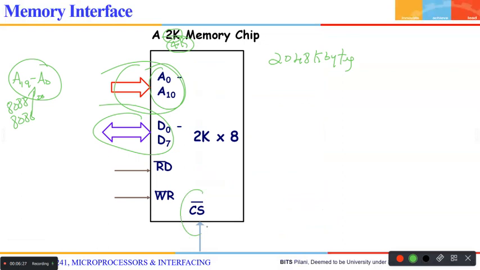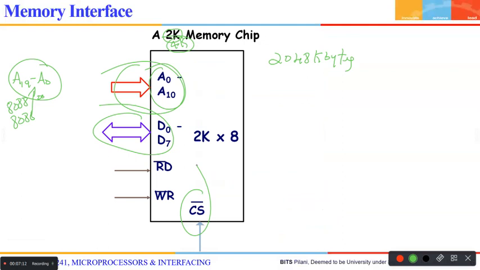Have you understood this? What is the purpose of the chip select bar? If the microprocessor wants to read from this memory, the chip select signal will become low. This is very important. Don't forget this. Never forget this. Fine. Now we have understood the memory chip, with all its different sizes.